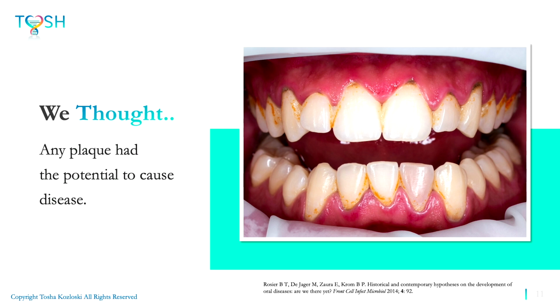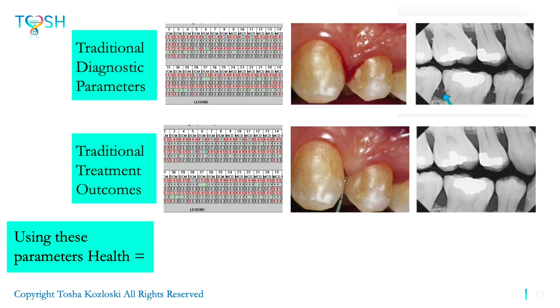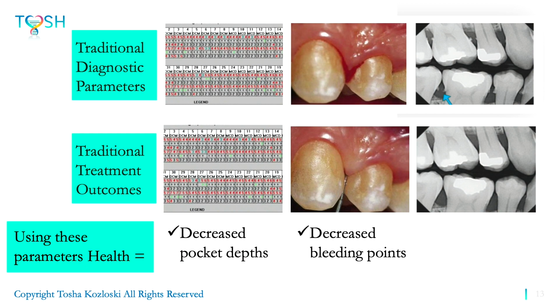But we thought at one point that any amount of plaque and calculus had the ability to cause disease. So the natural conclusion was that removal of as much plaque and calculus should cure disease and prevent it. So using these same traditional diagnostics, all we need to do is decrease the pocket depths, decrease the bleeding points, and decrease the amount of calculus, and the patient should be better, right?